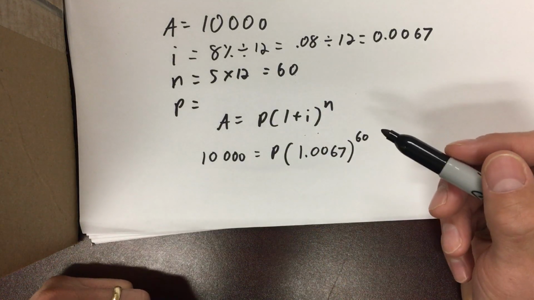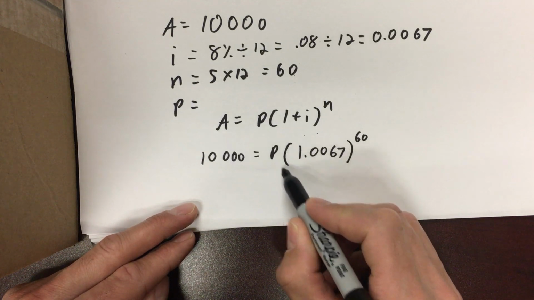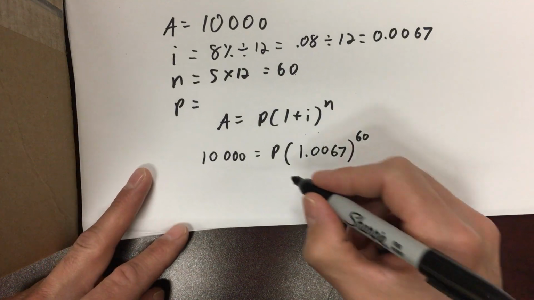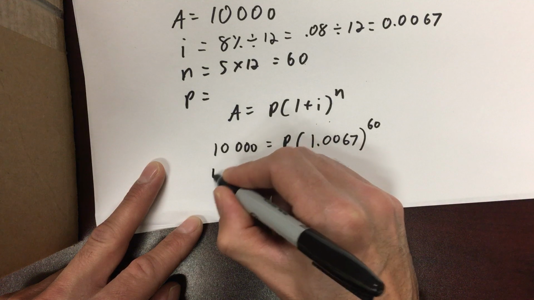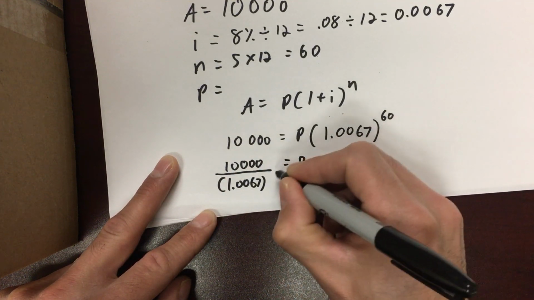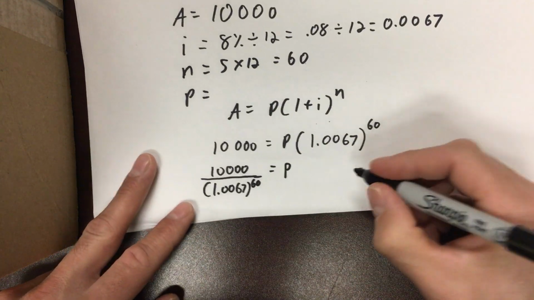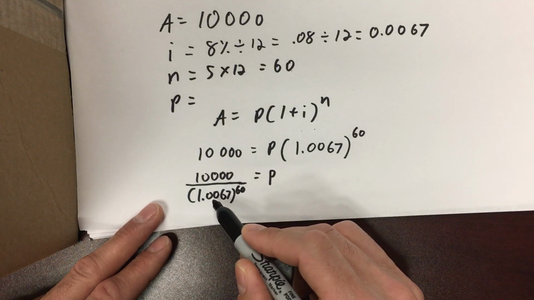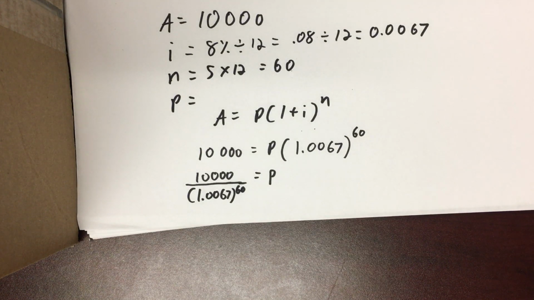So if we rearrange that, just watch. P is the principal, and it's being multiplied by this thing. The opposite of multiplying is dividing. So P is going to be equal to that amount divided by this to the exponent 60. So for P, I just need to take 10,000 and divide it by 1.0067 to the 60. And that gives me 6,698.78.